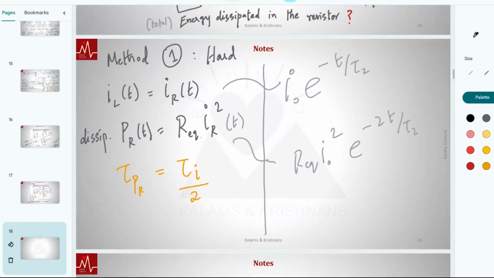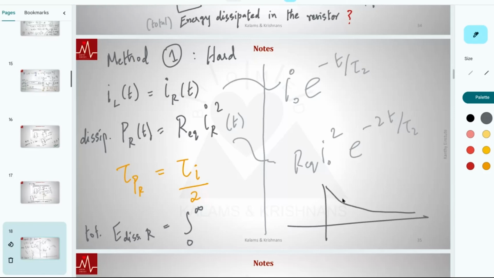You know, power, you can find the energy, the total dissipated energy, right? Total energy dissipated in a resistor equals the integral of this power function, from 0 to infinity. The area under that exponential curve. This happens to be a curve like this. At any instant, the power as a function of time. If you integrate all of that, this total area, power in the resistor as a function of time, you can get the total energy dissipated. This is method 1. This is hard.